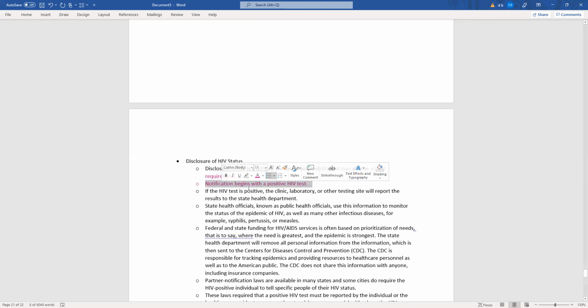If the HIV test is positive, the clinic, lab, or other testing site will report the results to the state health department. Putting all your business out there.